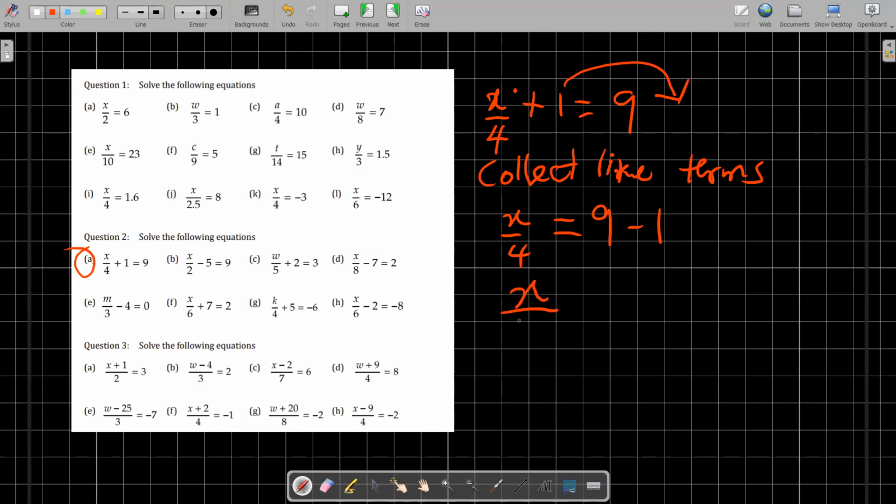And then I have x over 4 equals 9 minus 1, which is what? 8. Remember, this is now a fraction. One fraction on the right-hand side. At this point, you can what? Cross multiply. x times 1 is x, and then 4 times 8 is what? 32. This is how simple this can get. Let's look at another question.